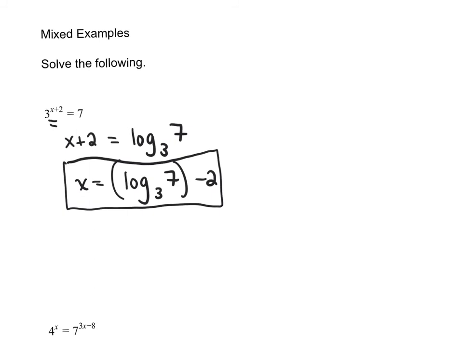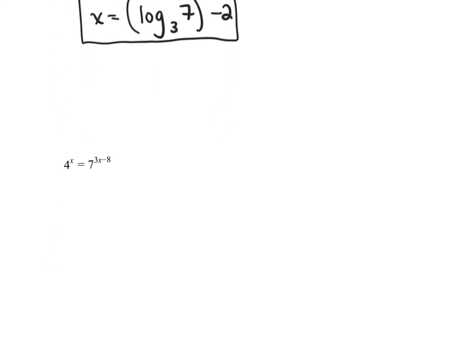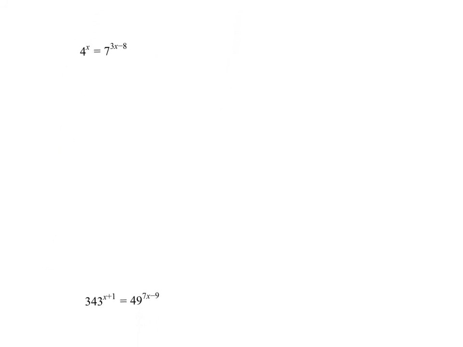Now the last two problems here you see have two exponentials, one on each side. The idea is, can we get them to be the same base? Now the first one I don't feel very optimistic because it's just 7 and 4. So if the bases don't match, we'll go ahead and we'll take the log of both sides. So this will become log of 4 to the x and log of 7 to the 3x minus 8.